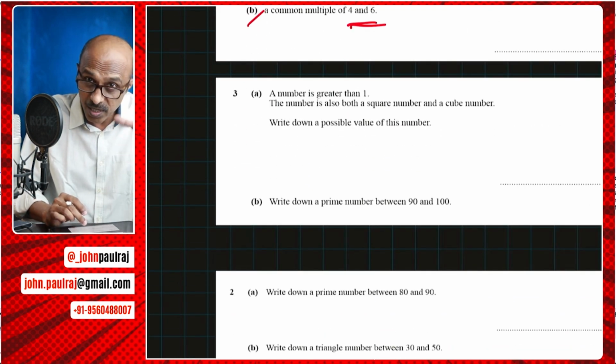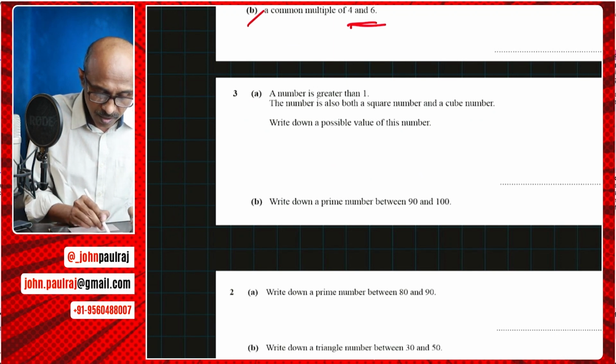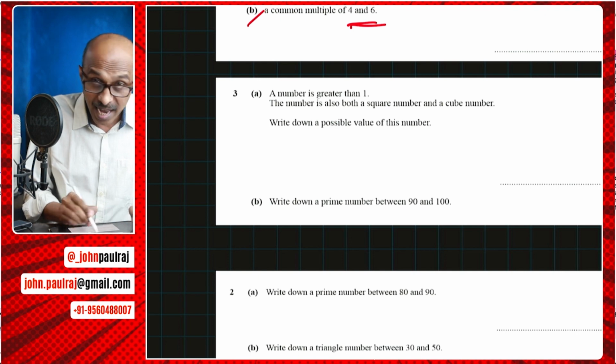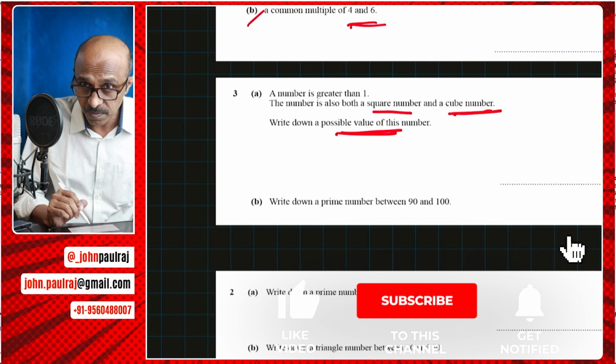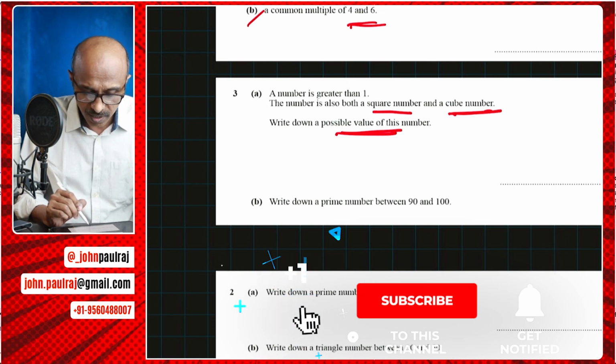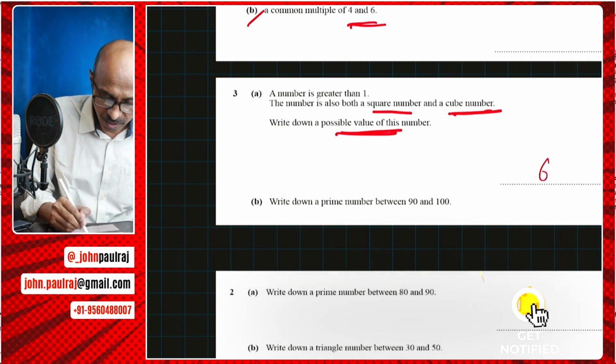Another kind of question within the same realm is a number greater than 1 that is both a square number and a cube number. So you've got to write a possible value for this number, a number that is greater than 1, which is both a square number and a cube number. Any idea what that number is? A number that is greater than 1, that is both a square number and a cube number. 64 if you've been thinking hard, all right?